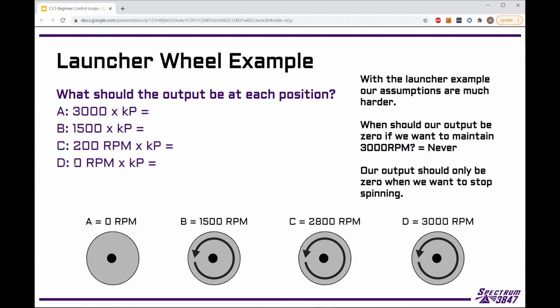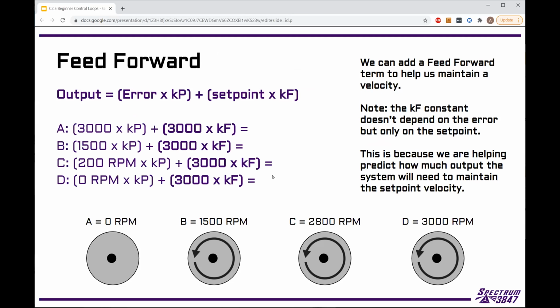And that's a problem because our error eventually gets to 0. Right? 3000 minus 3000 is 0. So if we only use this KP proportional control method, we'll always have this 0 here, and that'll just be a problem. So we have to introduce a new term to help us fight that. Basically we just add another bit of multiplication in this example. The new term that we're adding in is what's called feed forward.